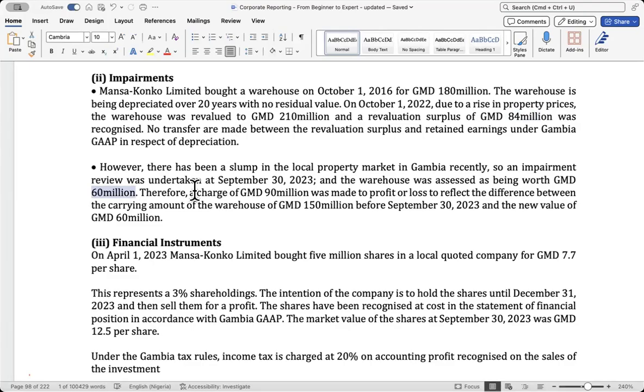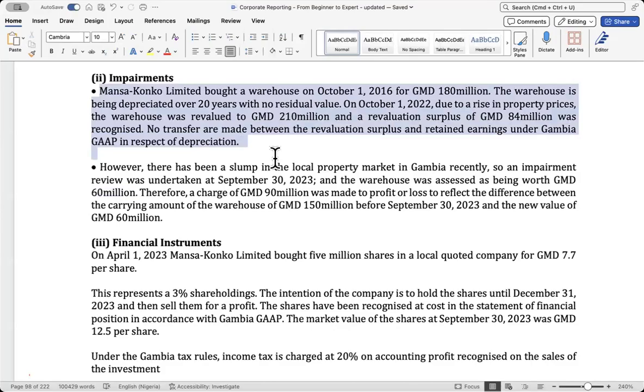The warehouse is now assessed to be 60 million. Therefore, a charge of 90 million was made to profit or loss to reflect the difference between the carrying amount of the warehouse and the new value of 60 million. Okay, so what is wrong with what this guy has done here? What is wrong with what he has done in the first place?